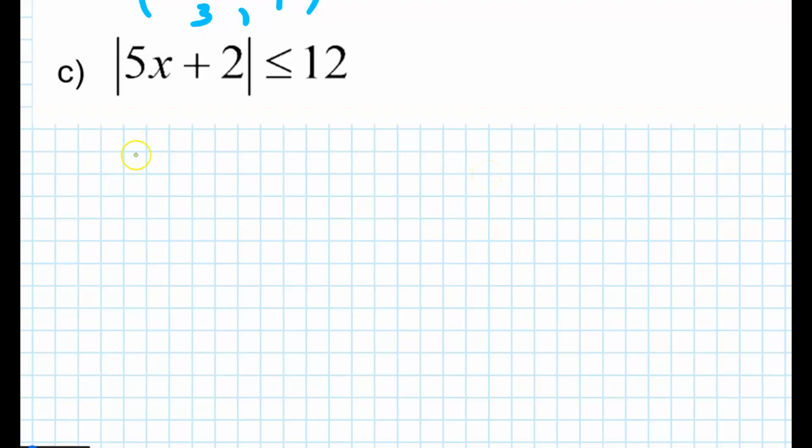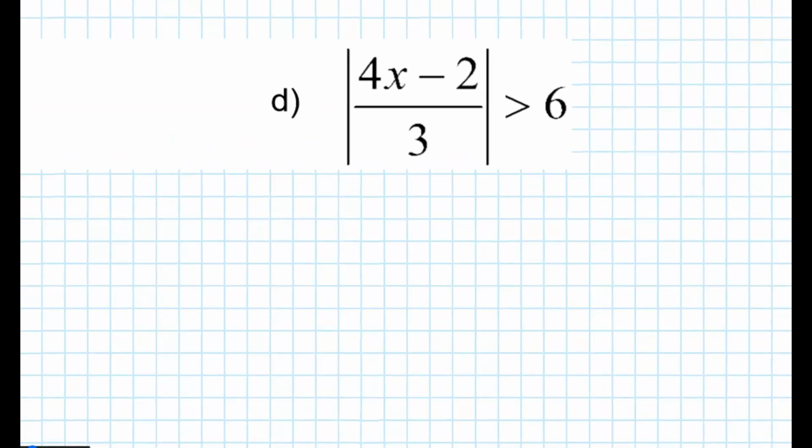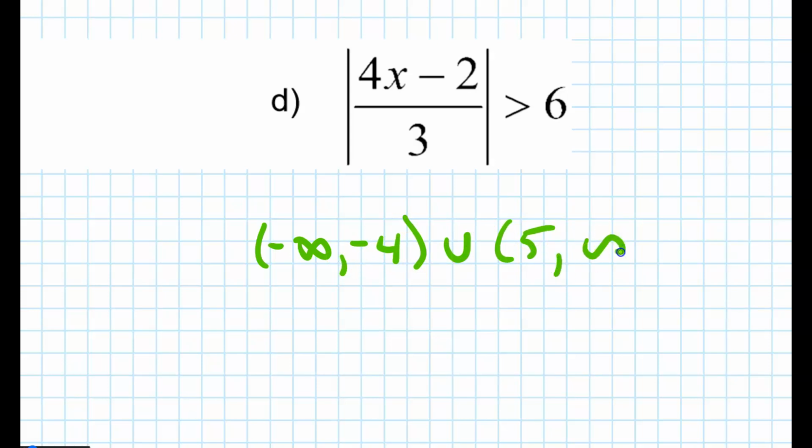So for C, we get the interval of negative 14 over 5 to 2. And for D, we end up with negative infinity to negative 4 union 5 to infinity. So if you want to try those again, you can check your answers, and if you're confused, come back and see me.